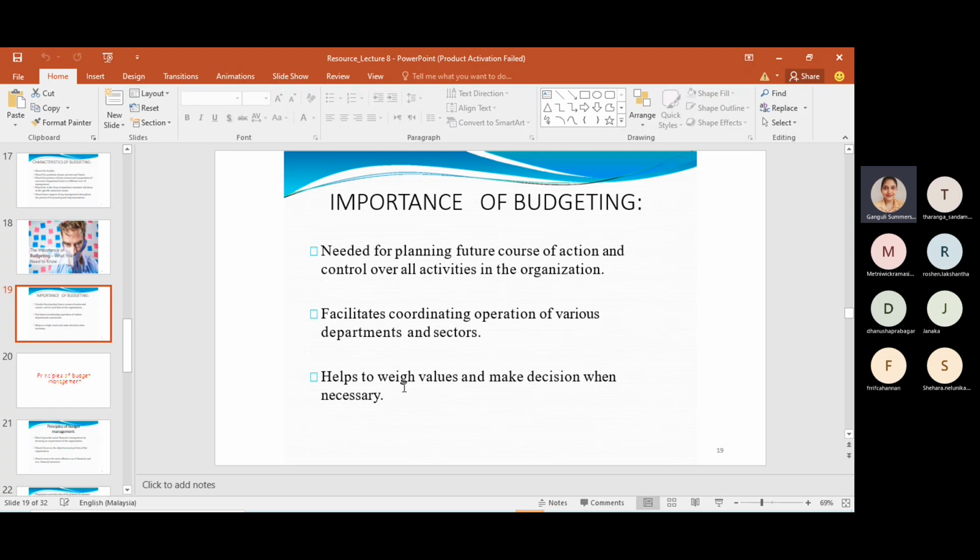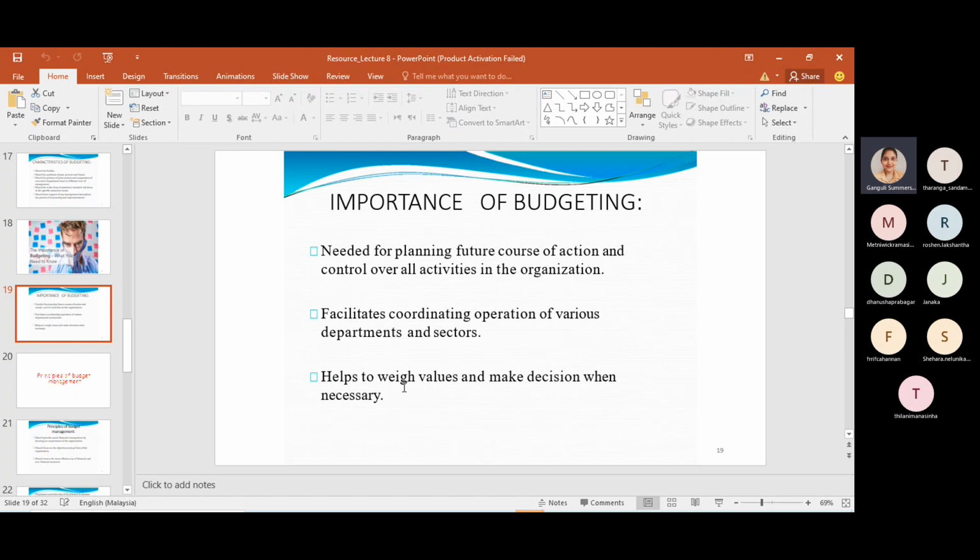So these budgets which are made by different departments are called departmental budgets. Once you make your departmental budgets, you collect all these departmental budgets together and combine them into one common budget. And this one common budget is called the master budget. So that is the difference between departmental budget and master budget.